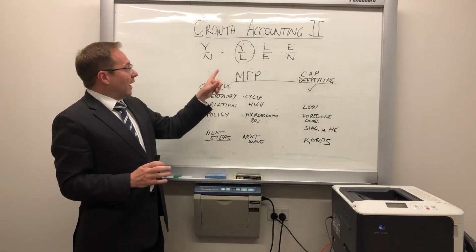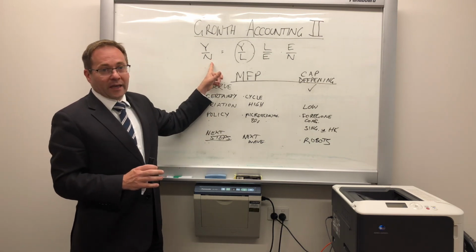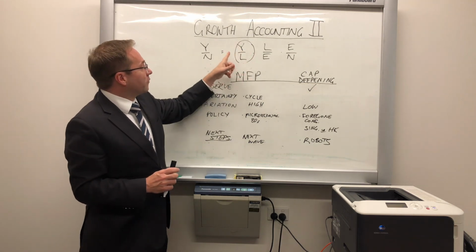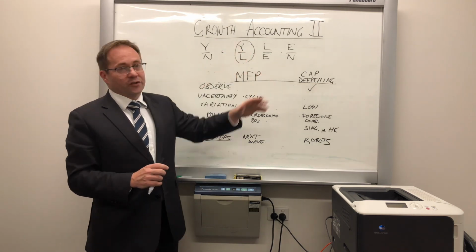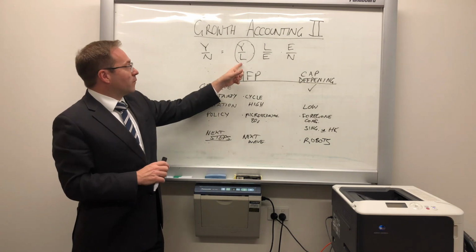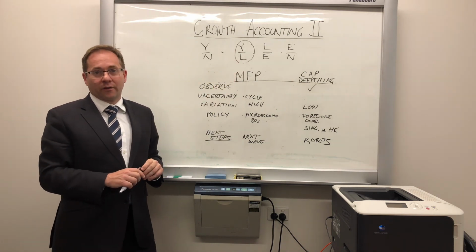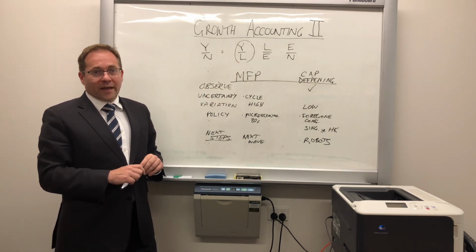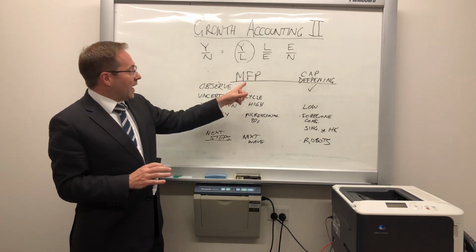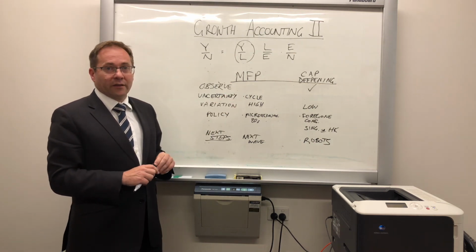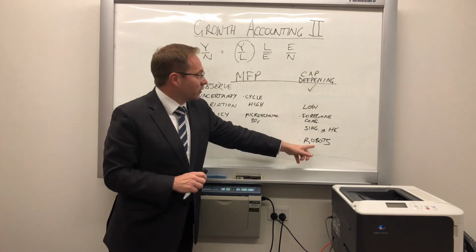So today we looked at growth accounting again. And we decomposed one of the elements of the broader equation that we looked at last time, the one that most macroeconomists tend to focus on. The next challenge for government, I believe, is how to boost multi-factor productivity and how to manage capital deepening.